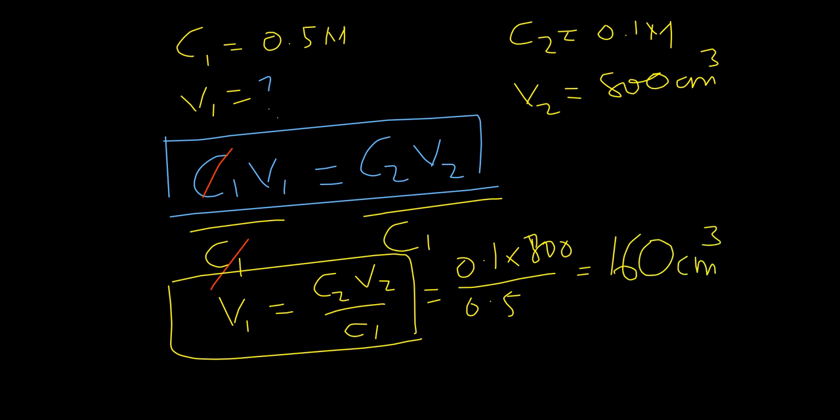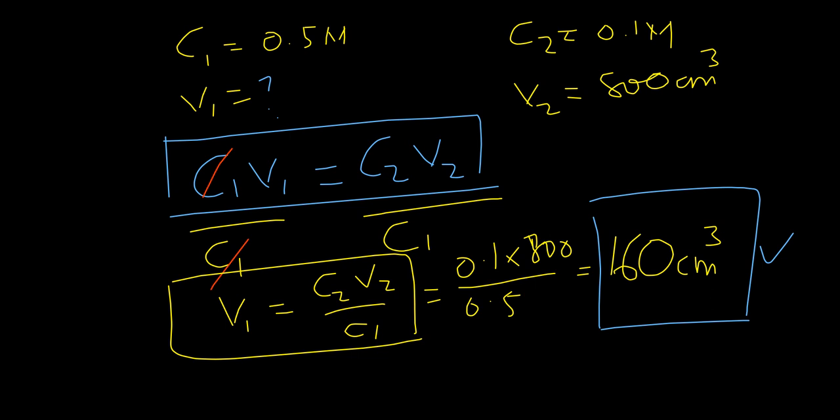So what it means is that this is the initial volume, the V1. It was this initial volume that was diluted for us to get the new volume V2, 800 cm cube. And remember, the question asked us to find the initial volume of the solution. That's the V1. It is 160 cm cube. Let's look at another example.